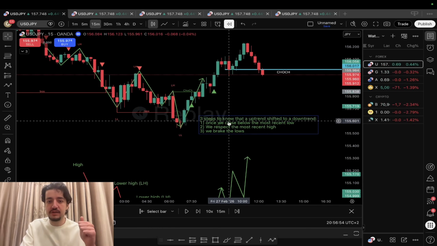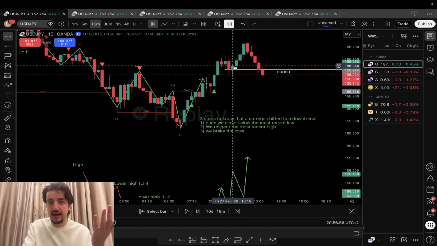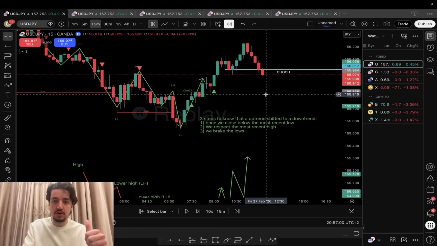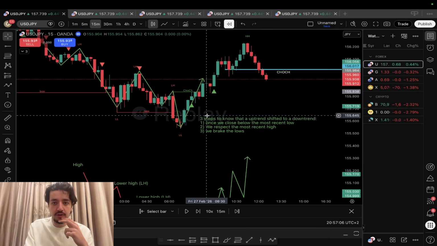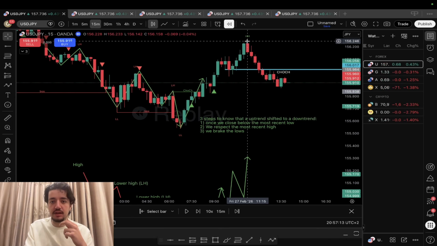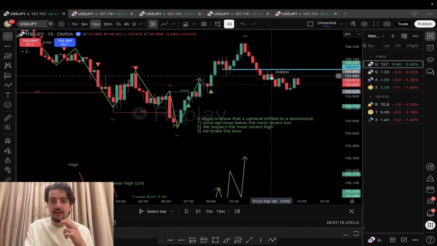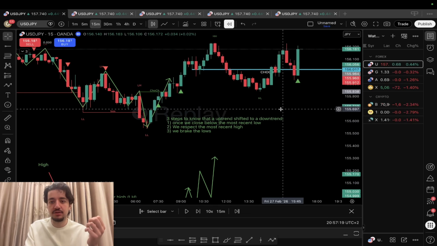Cool. First step, once we close below the most recent low. This was the most recent low. It's the higher low. This is the most recent low. We close below it. Amazing. Now what's the next step? We respect the most recent high. Let's see if we do that. Oh, we never close above the most recent high. Cool, amazing. And then once we break the most recent low, which it did, that's it pretty much.